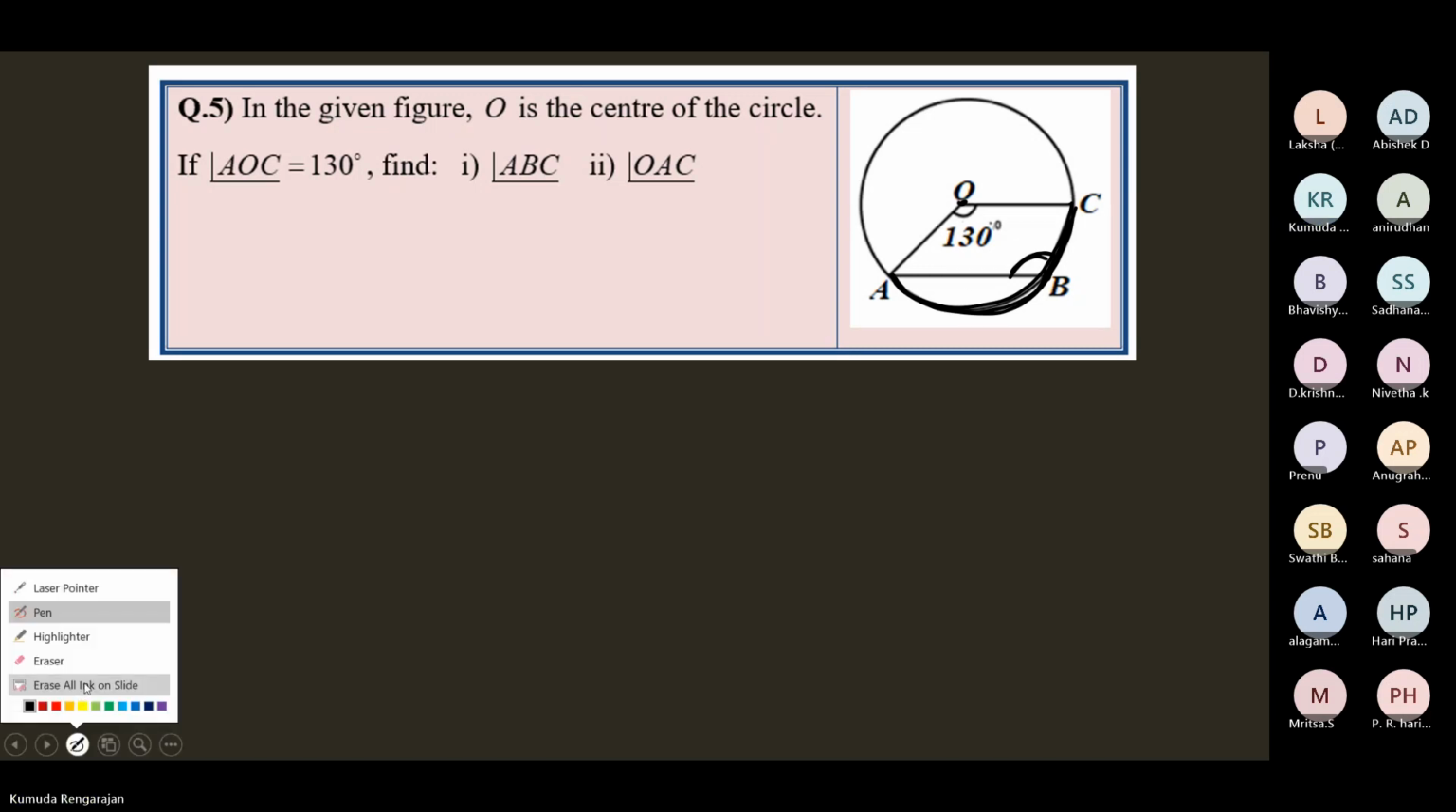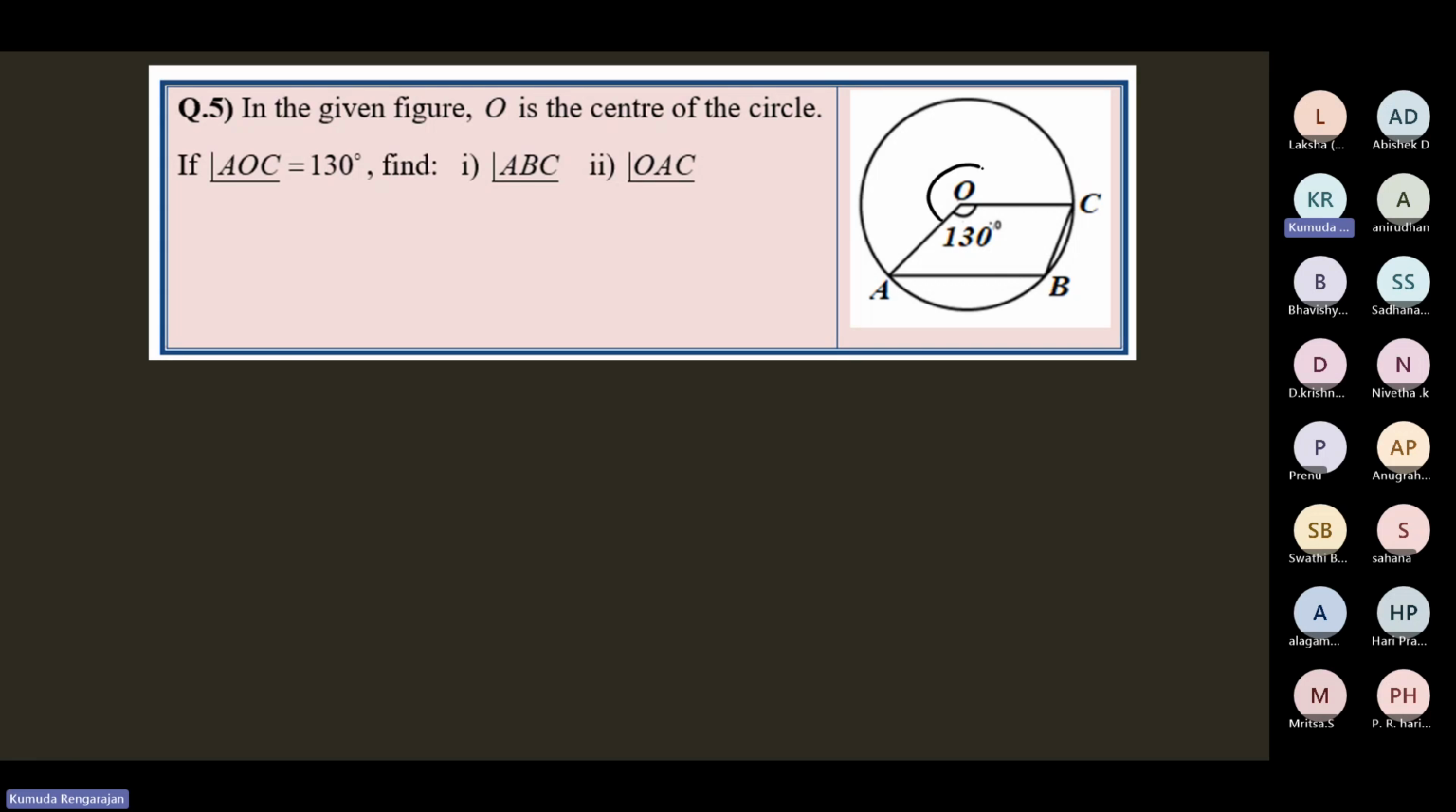So what you do, you find the reflex of this angle. What's the reflex of angle AOC? See, angle AOC is 130 degrees. Reflex of angle AOC is equal to how much? How do we find the reflex of angle AOC? 360 minus 130, which is 230 degrees. So the measure of this angle is 230 degrees.